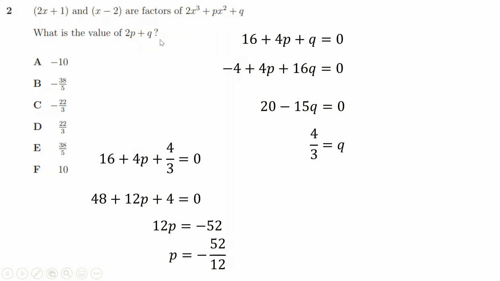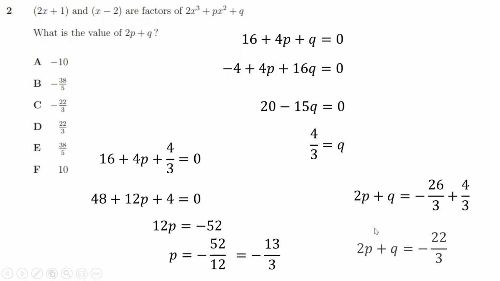And then it's asking for 2p plus q. I guess I can simplify that as well, actually. And then 2p plus q is just 2 lots of this, which is that, plus that, which gives us one of our answers. Good. Question number 3.